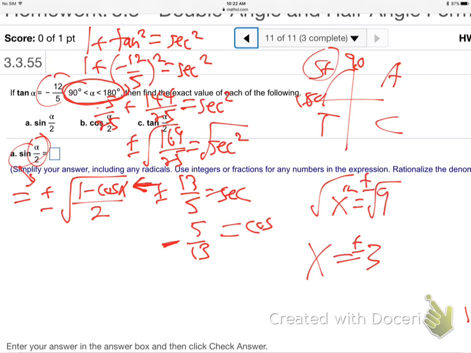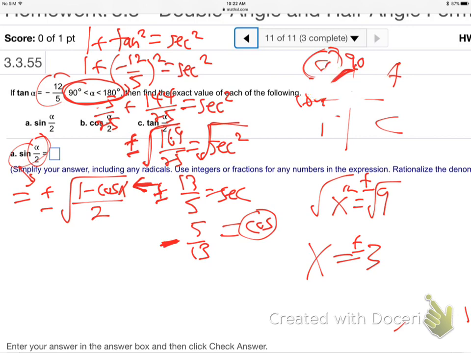Plus or minus must be put when you root both sides. So right here, when I rooted, you have to do plus or minus. But it's only one of the options. It depends which quadrant you're in. That's why I looked at it, I'm in quadrant 2. Only sine is positive, so cosine is the negative option. Negative 5/13. So that's one way to find the cosine.